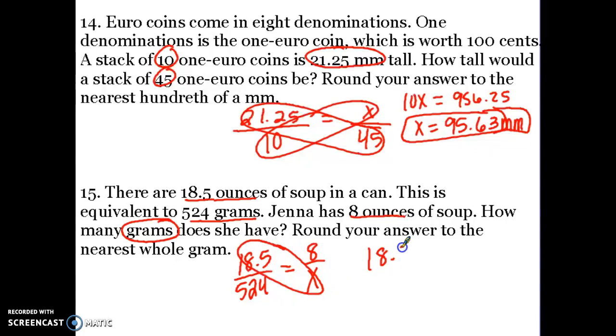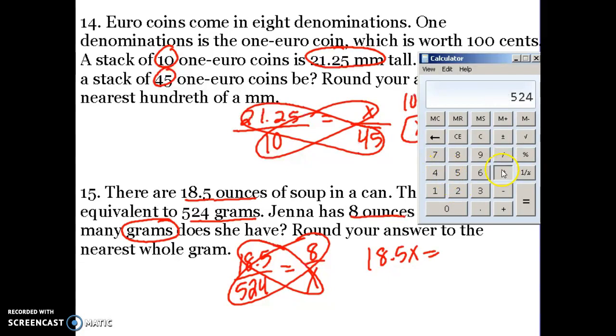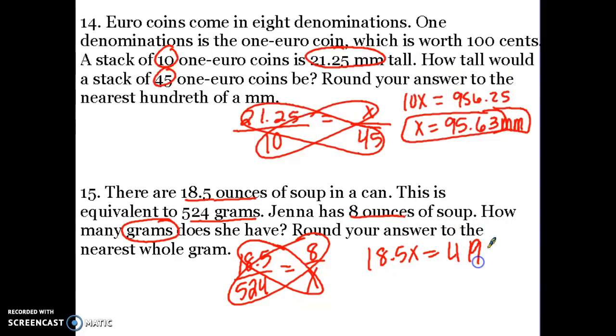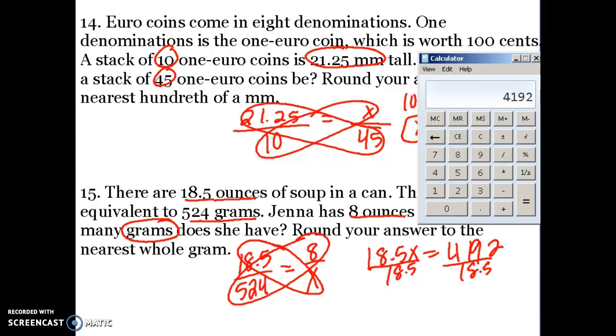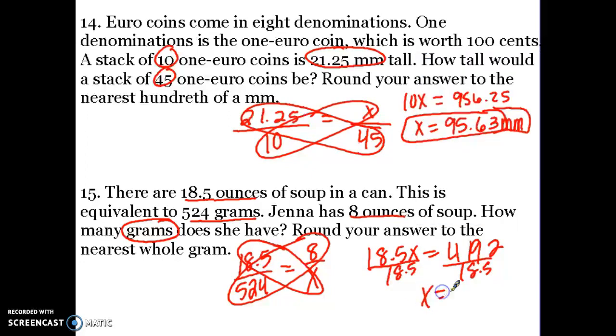18.5 times x is 18 and 5/10 x. 524 times 8 is 4,192. Divide by 18.5. And that is 226.59. The problem says to round your answer to the nearest whole. So the 5 makes the 6 a 7. So there are about 227 grams in a can that has 8 ounces of soup.